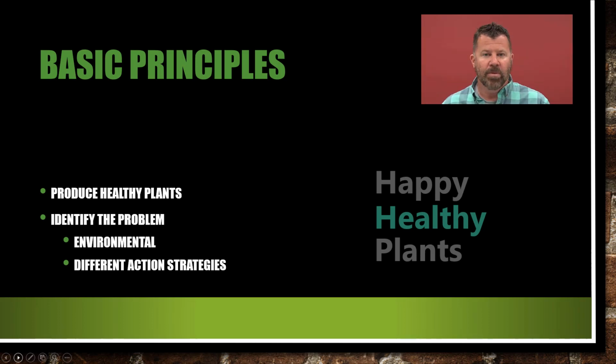Identify the problem. If you're already on the job site and you're seeing a plant decline or a group of plants decline, make sure that it's not an environmental condition. Is it too wet? Is it too dry? Has it been too cold? I mean, are they freezing? Make sure it's not an environmental condition. And then different action strategies are going to take place.